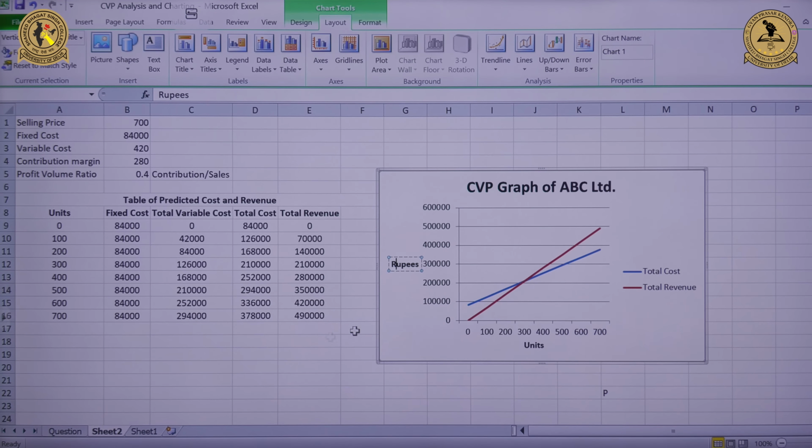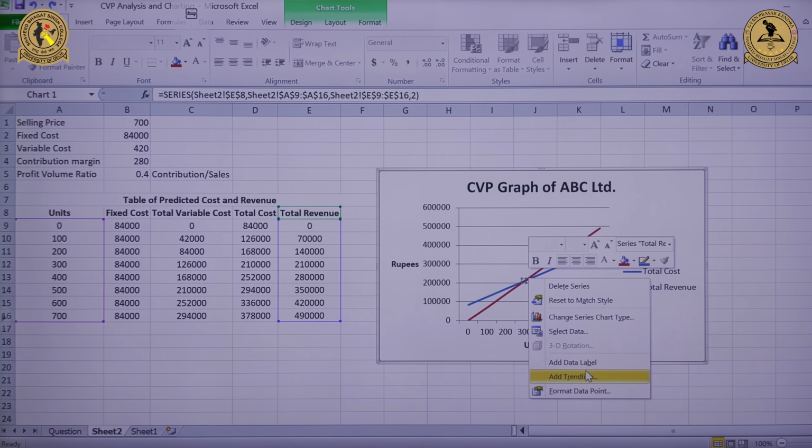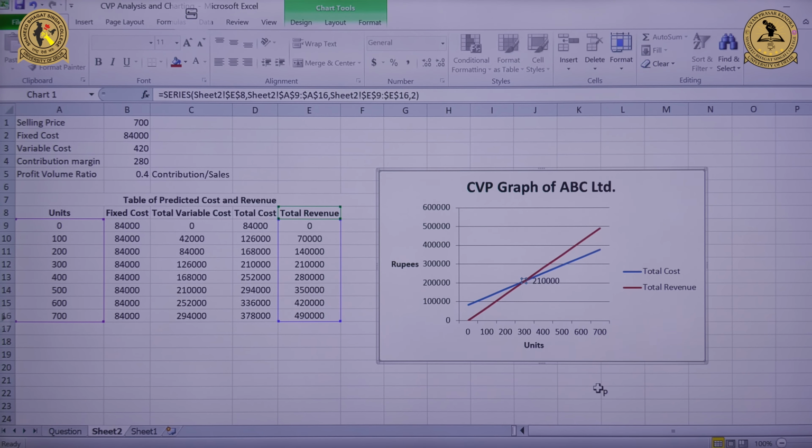The next step is to insert this intersection point. In order to find out the intersection point, that is the point at which the total revenue line and the total cost line intersect, which also represents my break-even point, I can again right click on it. The moment I right click, it is asking for add data labels. I need to click on add data label. So the data label shows 2,10,000.